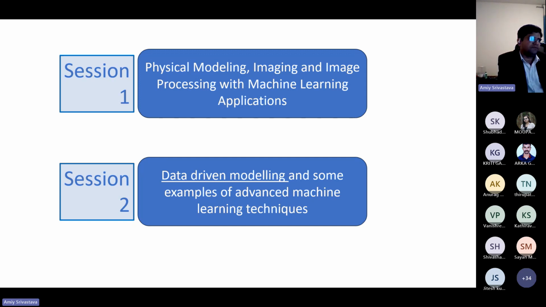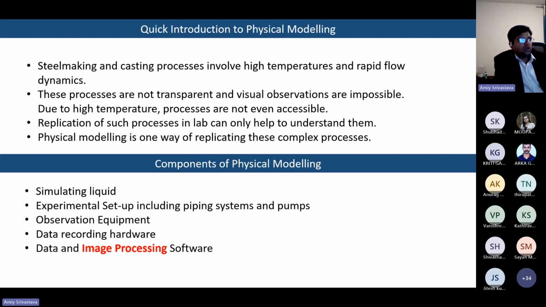So let's move on to the physical modeling part. Today we'll talk about imaging and image processing, using machine learning techniques and basic methods. Okay, so, a quick introduction to physical modeling. Why am I telling you this? Because imaging and image processing come into the picture when we do physical modeling. In data-driven modeling we don't need physical modeling, and in other models we don't need image processing and imaging. For physical modeling only, we need it.